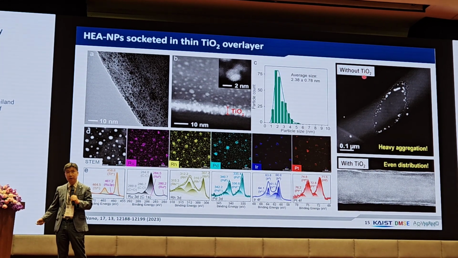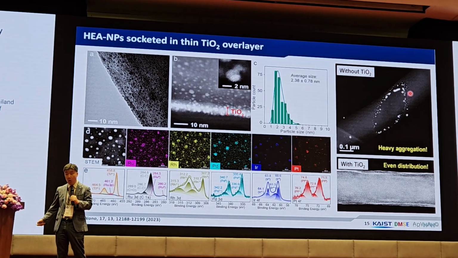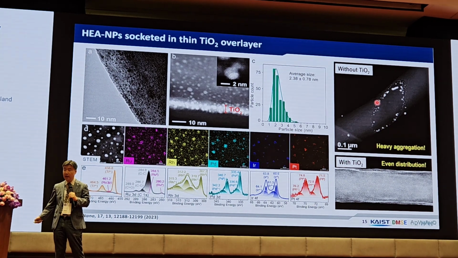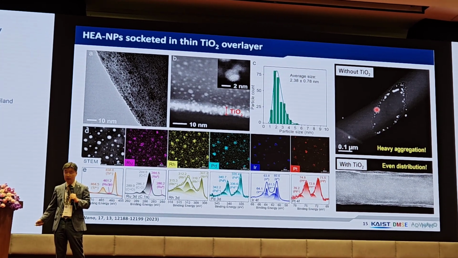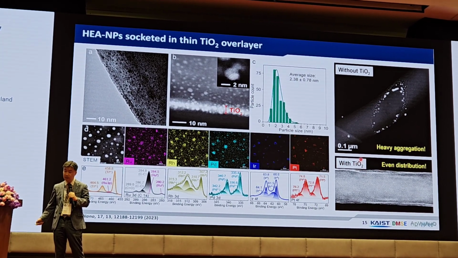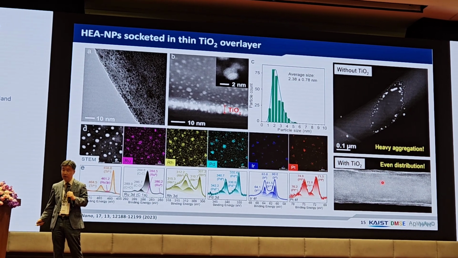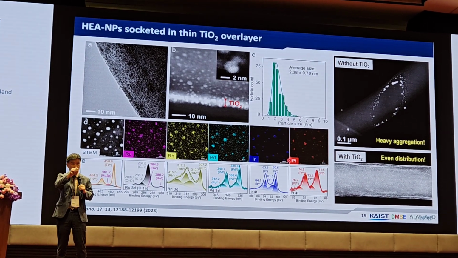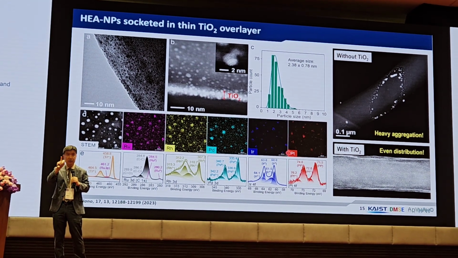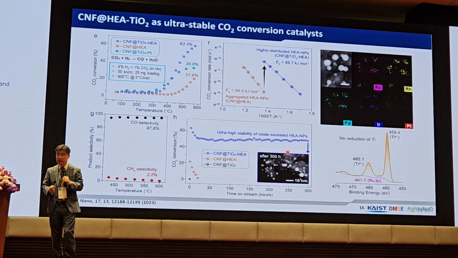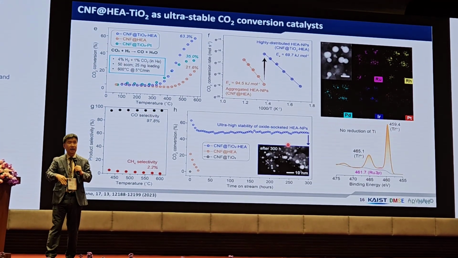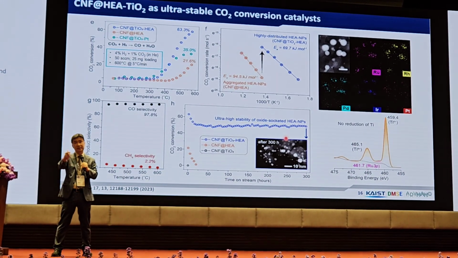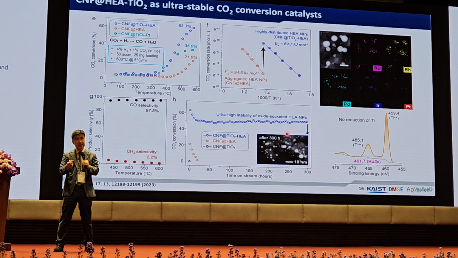Without the oxide support layer, you can see that although the small particles are well formed, a certain area is not well covered, right? But by the introduction of this titanium oxide overlayer, you can see an even particle distribution. They are well anchored. It looks like those structures. So we apply this catalyst material for CO2 conversion efficiency.